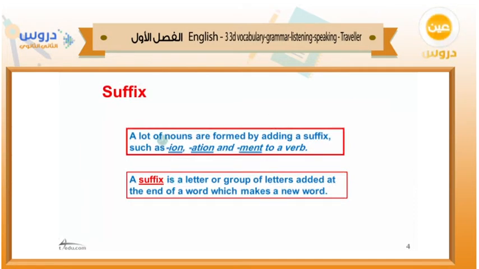Here are some examples. A lot of nouns are formed by adding a suffix. So you have a verb, you change it into a noun. How? By adding a suffix, like ion, you add it at the end of the word, ation, and ment to a verb. So you add these groups of letters at the end of a word and it becomes a noun. So a suffix is a letter or group of letters added at the end of the word, which makes a new word.